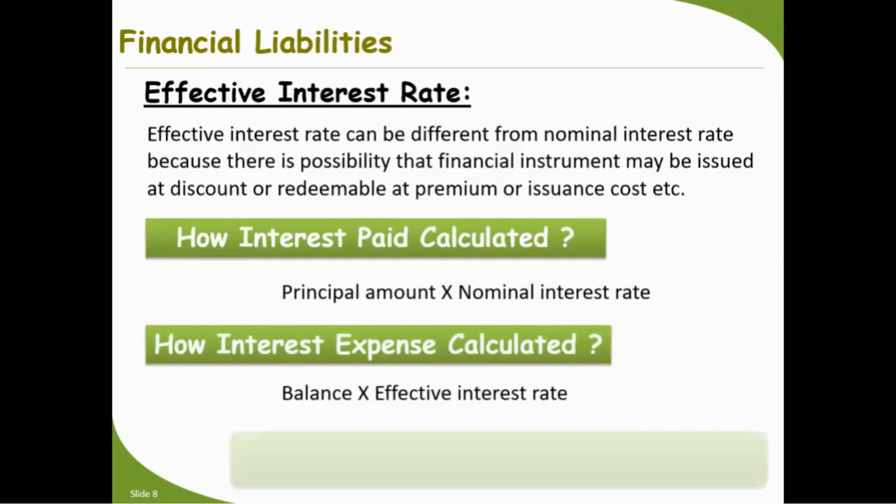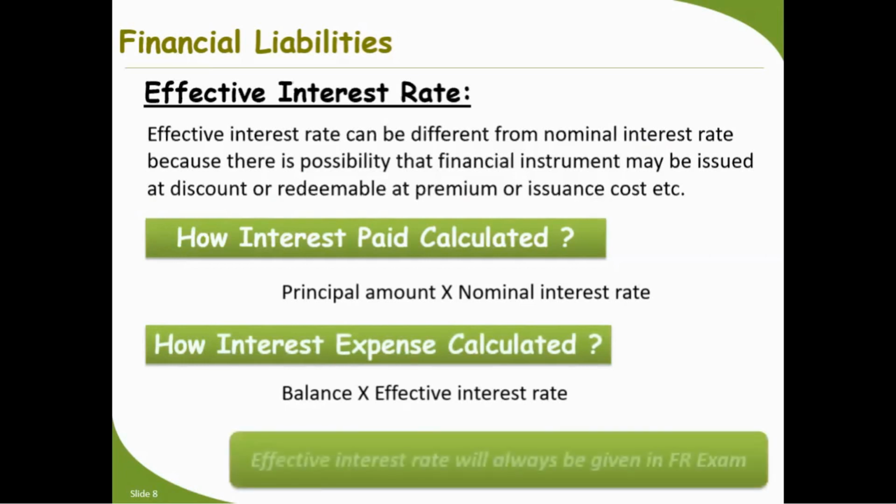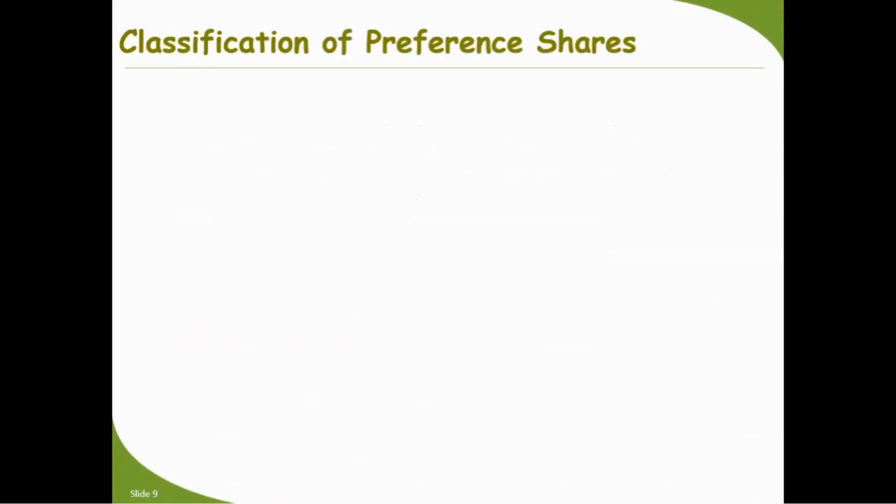Now, keep in mind, from your exam point of view, in your paper Financial Reporting exam, you are not supposed to calculate your effective interest rate. It will always be given to you in your exam. Effective interest rate will always be given in the FR exam, okay? So we are not supposed to calculate the effective interest rate. It will be given to you in the question, okay?